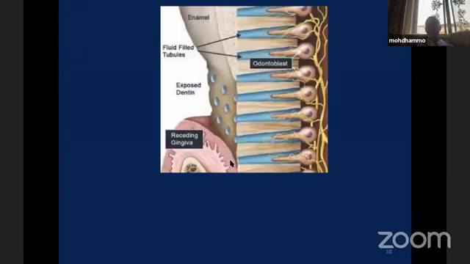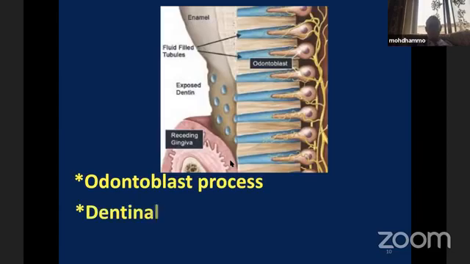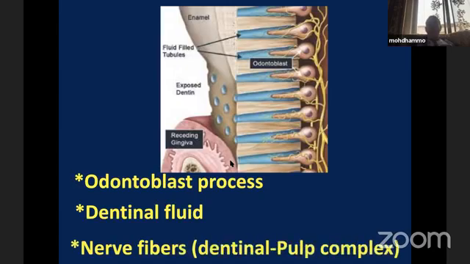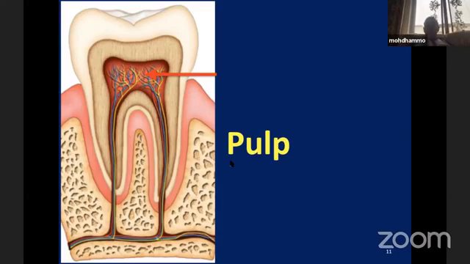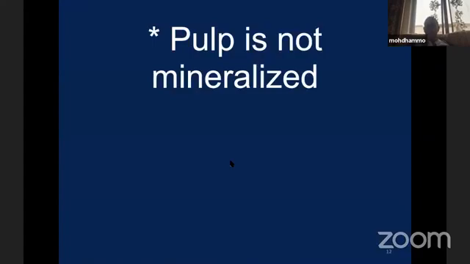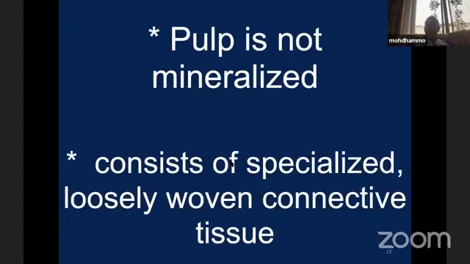Inside the dentinal tubules, we have three main parts. We have the odontoblast process, we have dentinal fluids, and we have nerve fibers, which form the dentinal pulp complex. Then the third part of the endodontium is the pulp, which is the non-mineralized part inside the tooth. Pulp is not mineralized, and it consists of specialized, loose connective tissue.